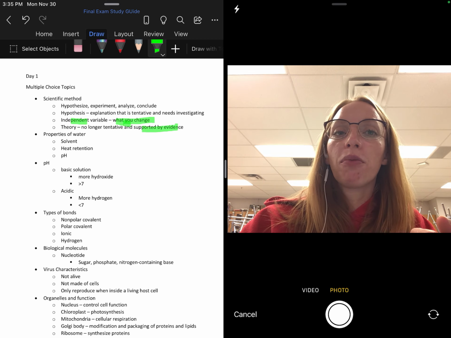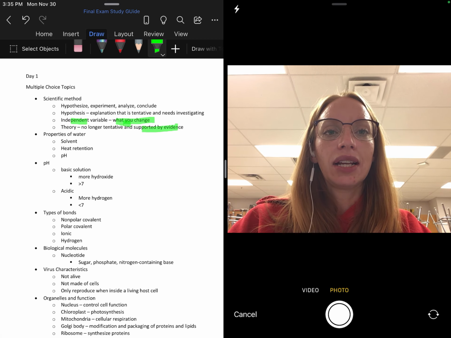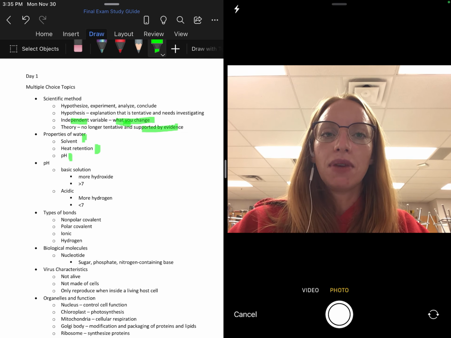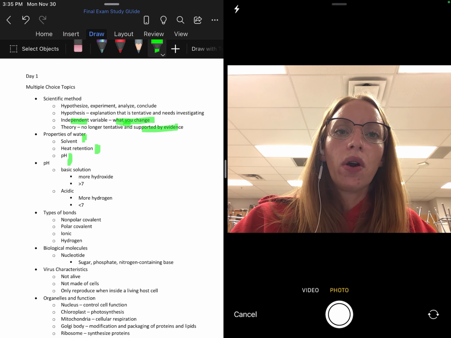You'll have questions about properties of water. Water is an excellent solvent. It has great heat retention, meaning it will hold heat and it will heat up quickly. It can be an acid or a base or be neutral.